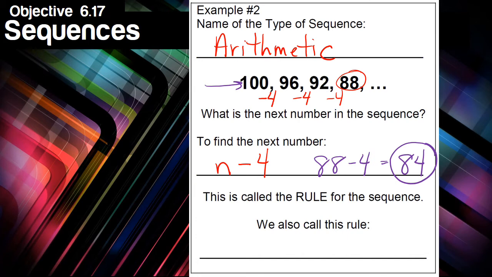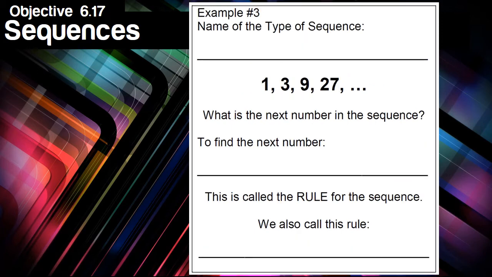And so we also call this, since it's subtracting 4, the common difference. So all we're looking for is a common pattern amongst a set of numbers.